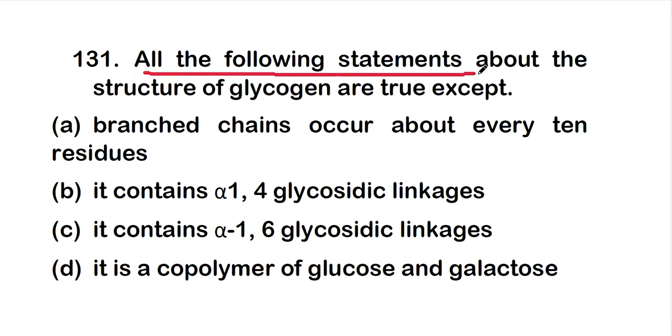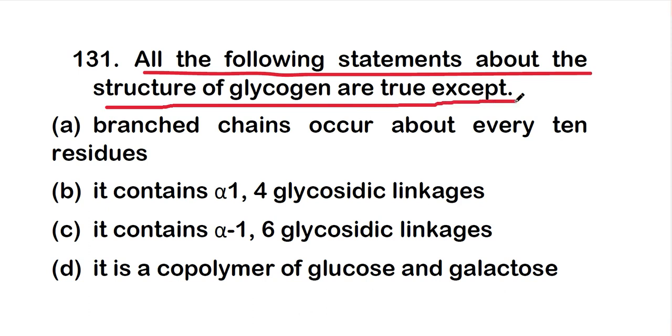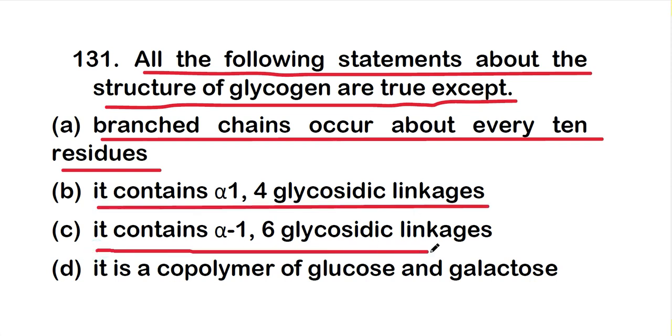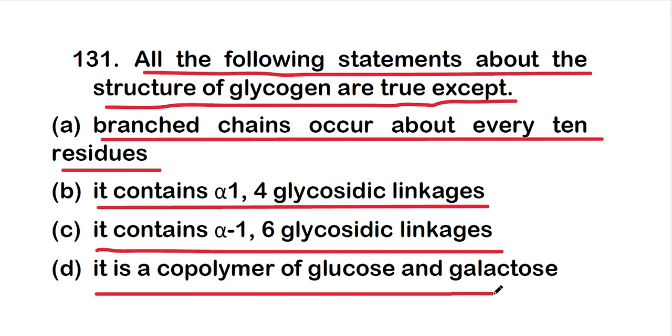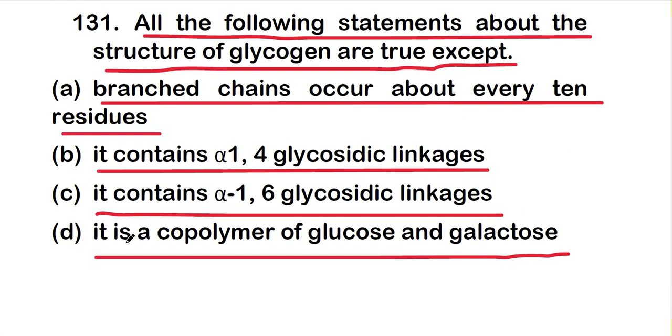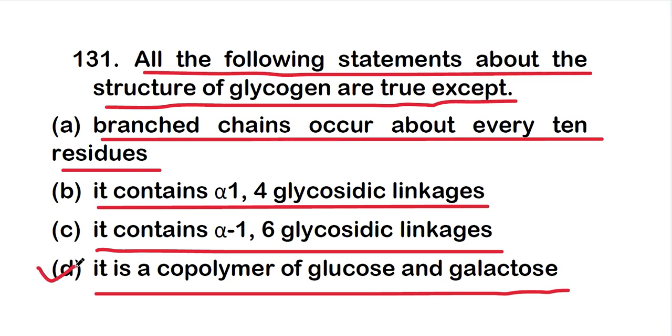So all the following statements about the structure of glycogen are true except: option A, branched chains occur about every 10 residues; option B, it contains alpha 1,4 glycosidic linkages; option C, it contains alpha 1,6 glycosidic linkages; option D, it is a copolymer of glucose and galactose. So the right answer is option D, that is, it is a copolymer of glucose and galactose.